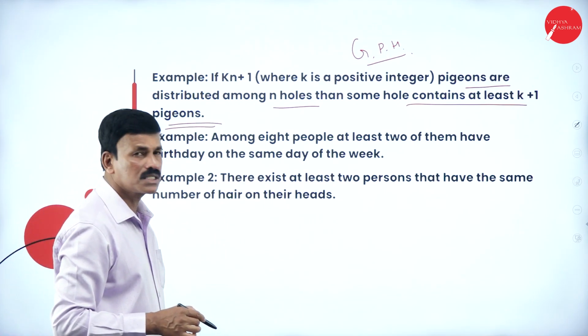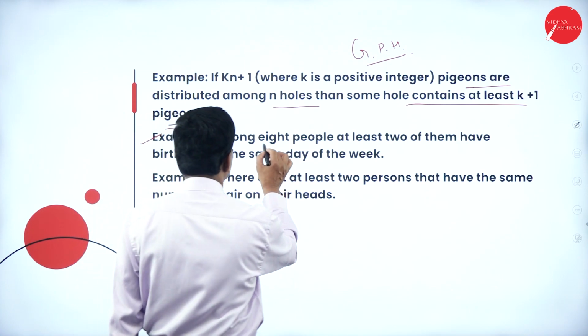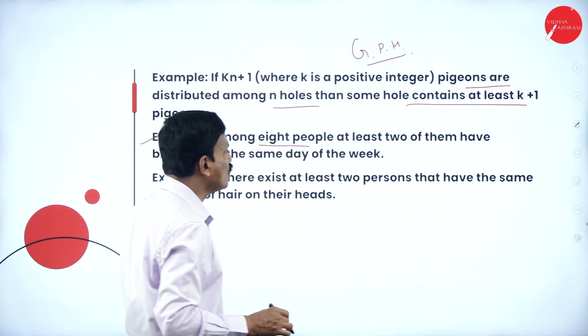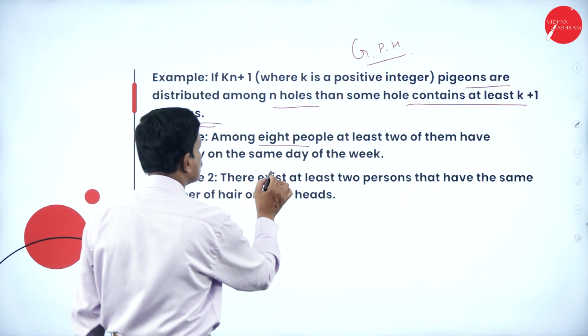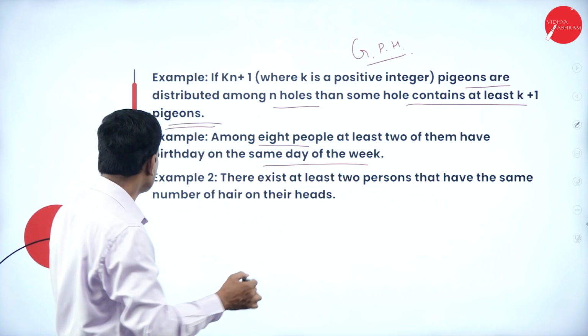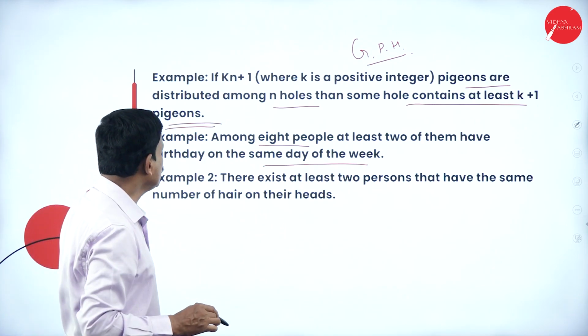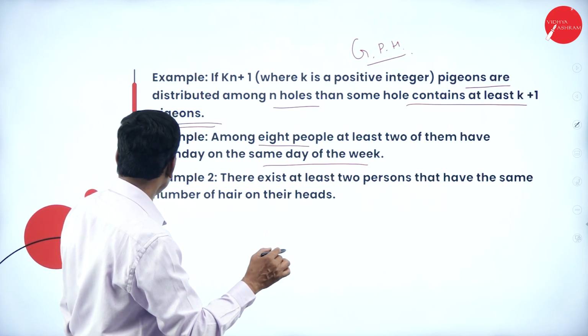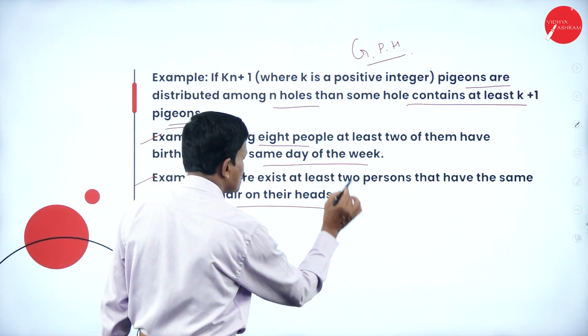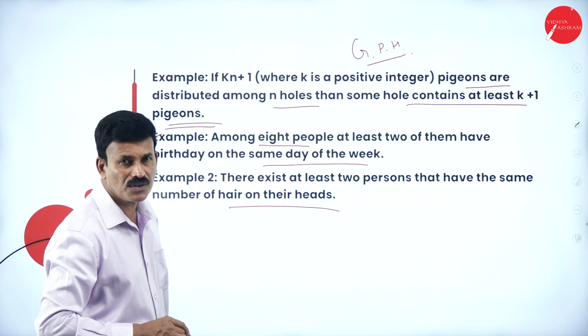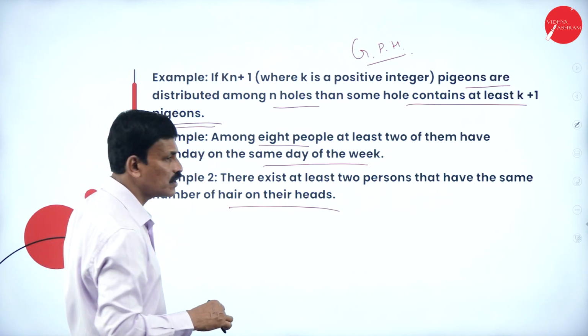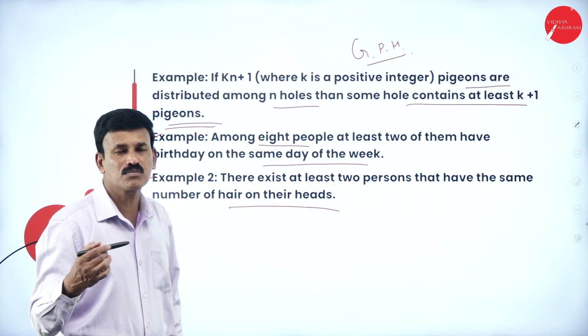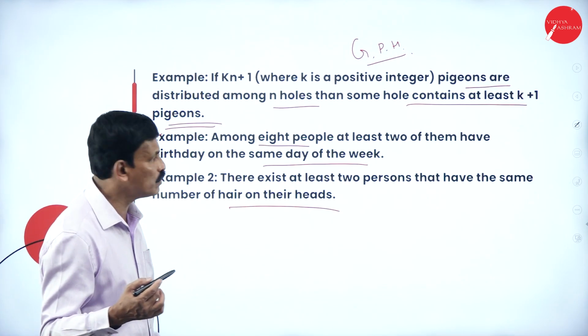Among 8 people, how many people are there? 8. Among 8 people, at least 2 of them have their birthday on the same day of the week. Second example, there exist at least 2 persons that have the same number of hairs on their heads. These are all examples of the pigeonhole principle. Now let me explain by considering a small example.